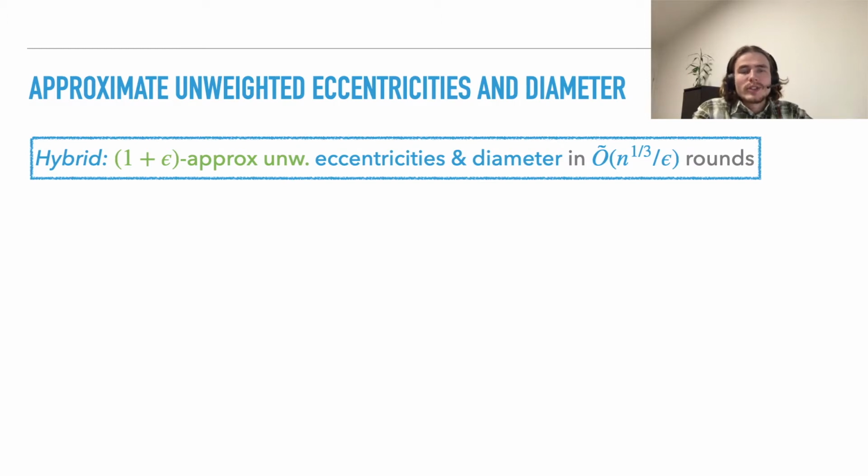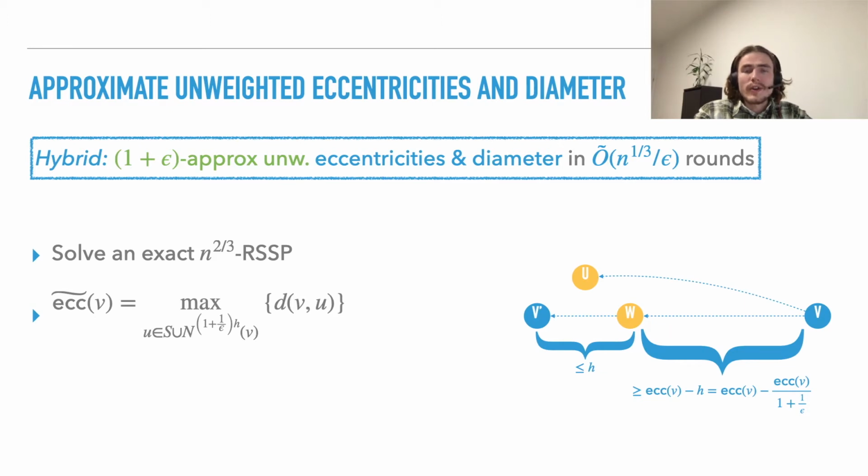Recall that the eccentricity of some node is its distance to the farthest node from it, and the diameter is the largest eccentricity, hence the largest distance in the graph. We show how to approximate in roughly n to the one third rounds the eccentricity and diameter for unweighted graphs. We again begin by solving an exact n to the two thirds SSP. Then we approximate each eccentricity as the distance to the farthest node in the n to the one third hop neighborhood or the distance to the farthest skeleton. Finally, we approximate the diameter as the largest eccentricity.